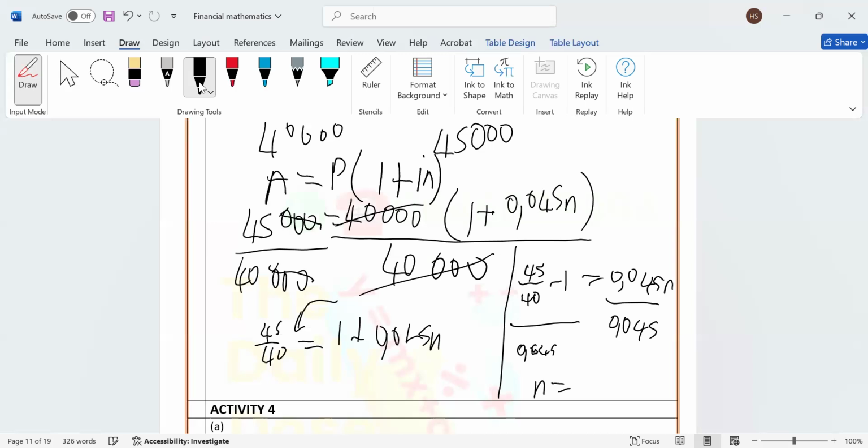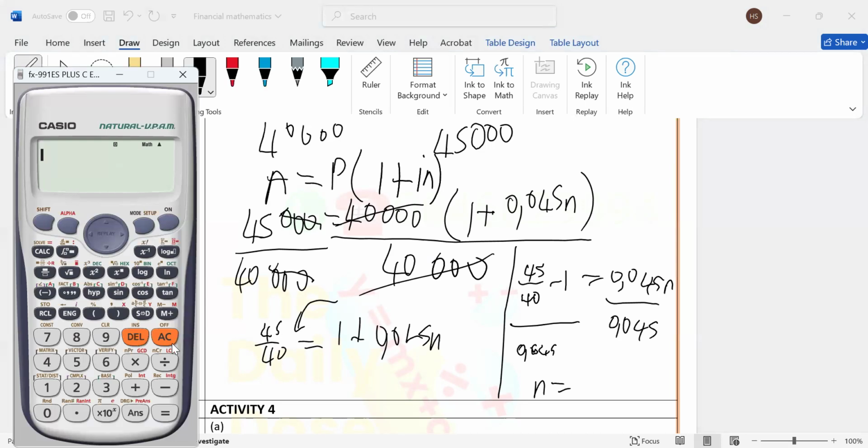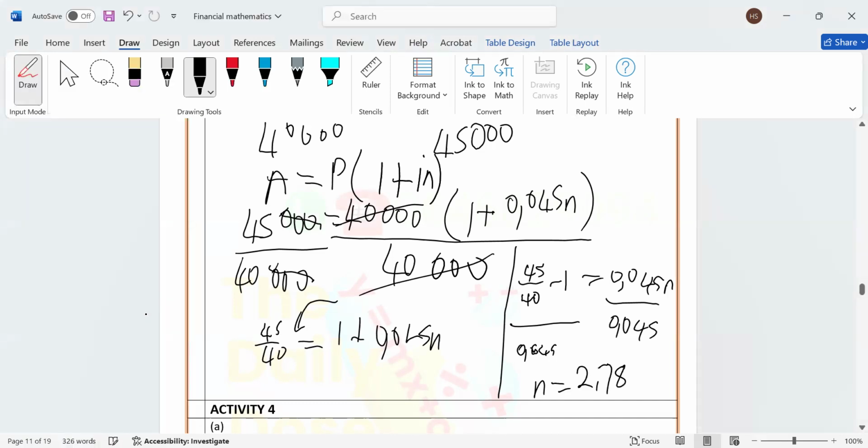Then you can type this in your calculator exactly as it appears. You have a fraction: 45 over 40, minus 1, divided by 0.045, and then you press equals. It gives us 2.7777 recurring, which we round to 2.78. So it's going to take us 2.78 years.